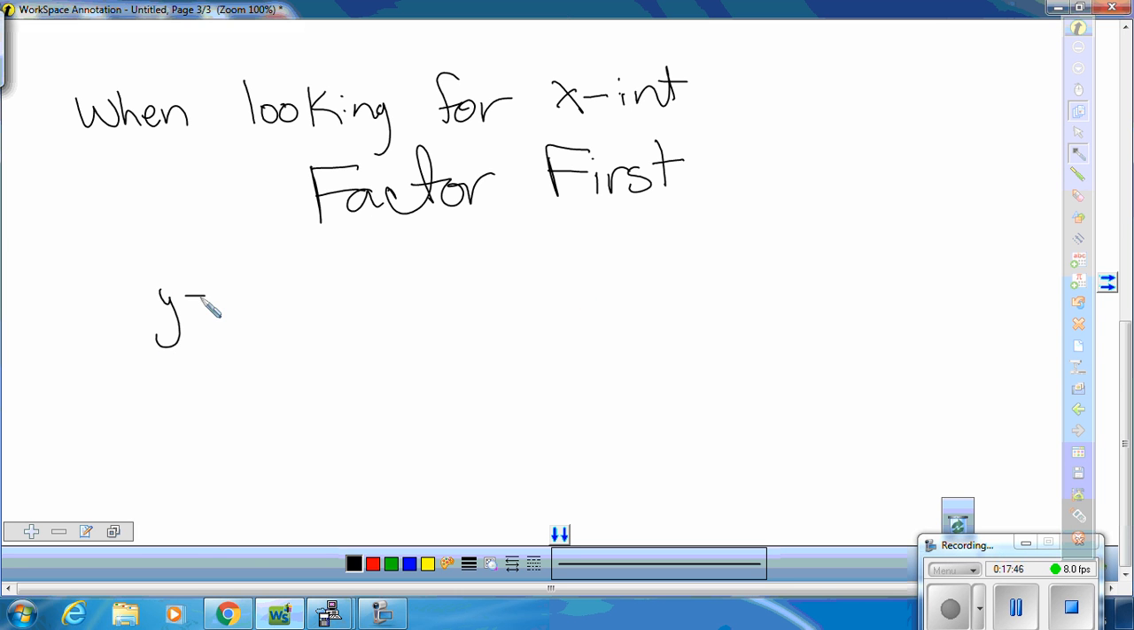So for example, if I have y equals x squared minus 6x plus 8, and I want to find its x-intercepts. Well, I know its y-intercept because it's in standard form. So its y-intercept is going to be 8, right? Because we said that c in standard form is our y-intercept. But I want to find my x-intercepts. So I'm going to try and factor it first.